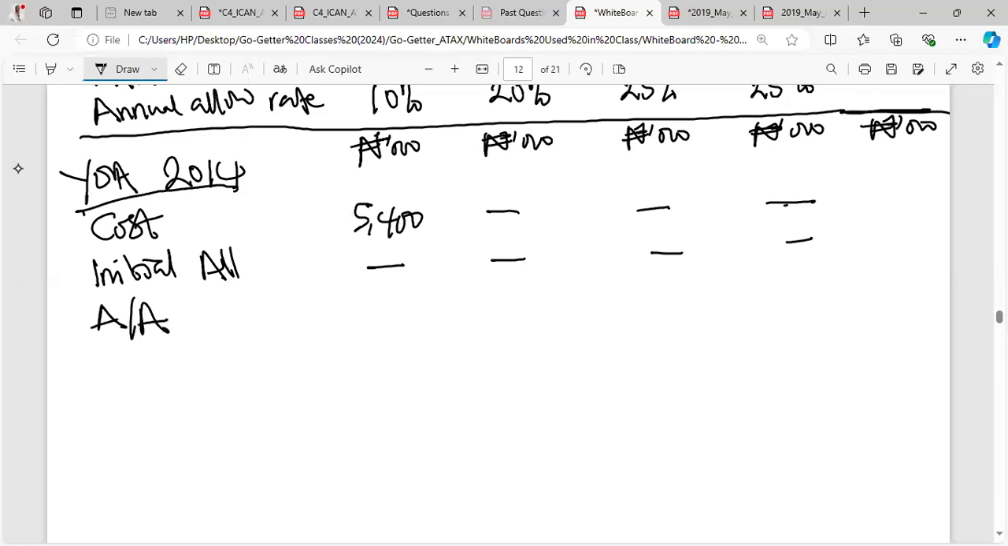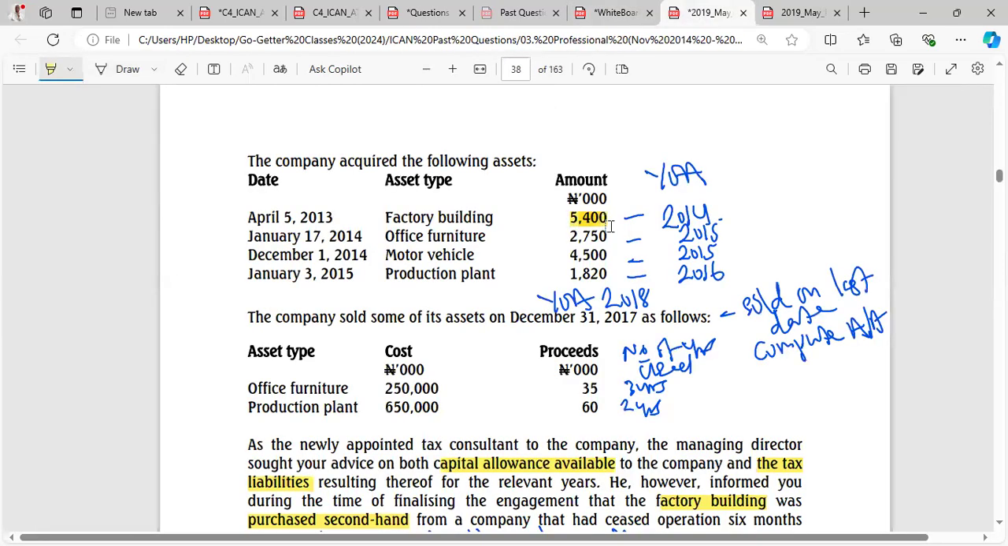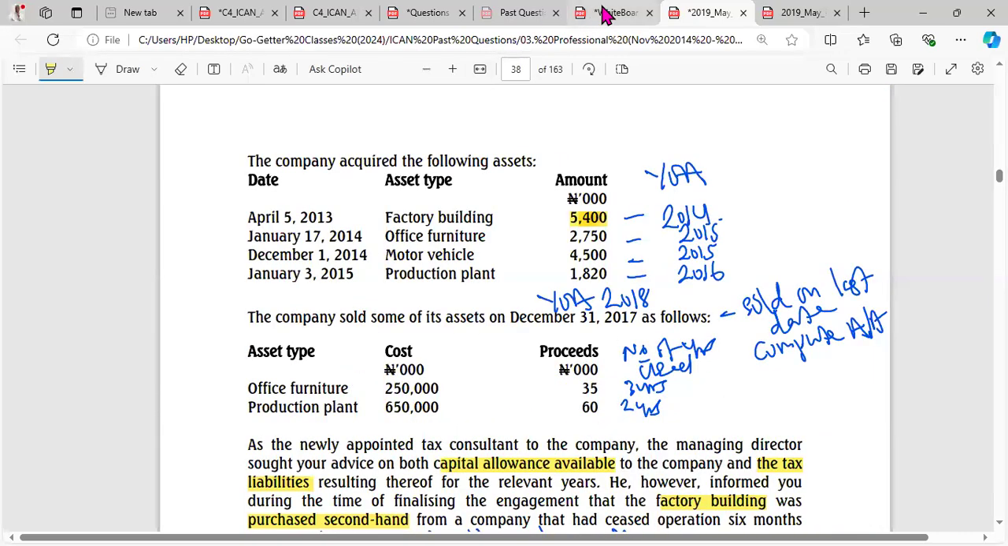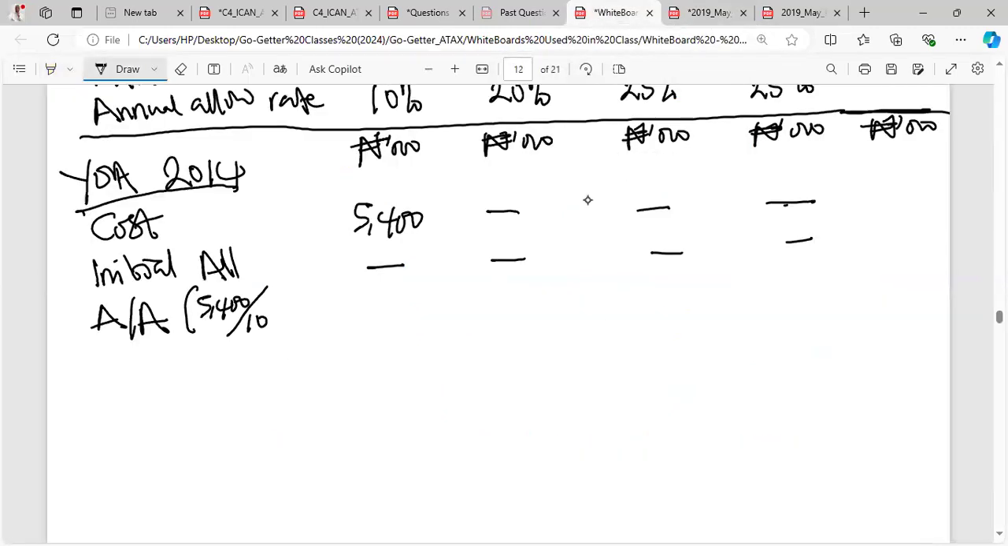Annual allowance. This is going to be used for 10 years. So we'll just do the calculation. 5,400,000 divided by 10 years. Now, how many years did we use these assets? How many months? It was bought in April. The business started in March. So we used it for 11 months. So we will now say multiplied by 11 over 12.